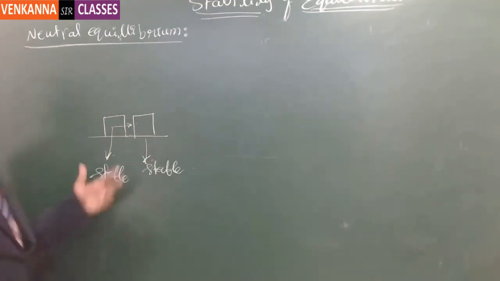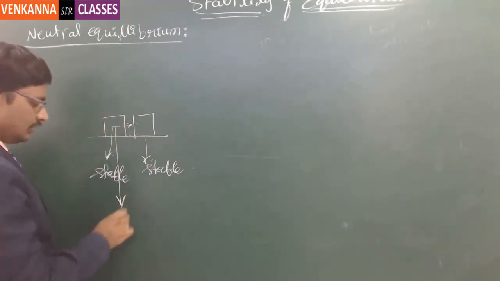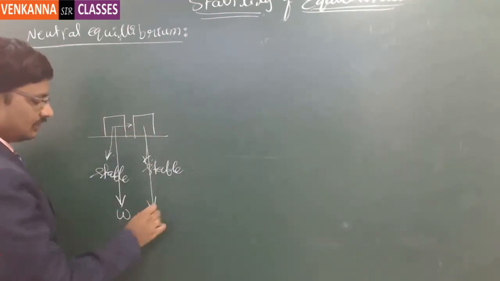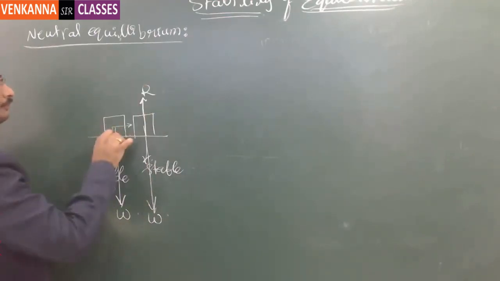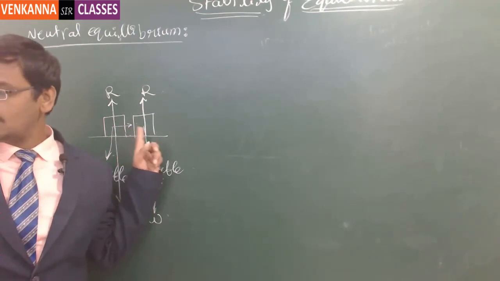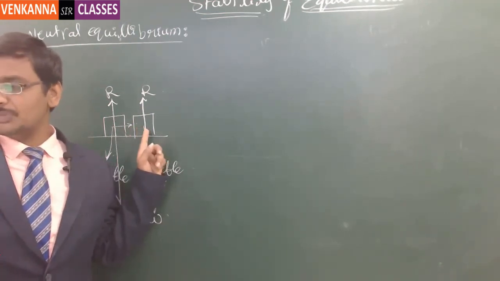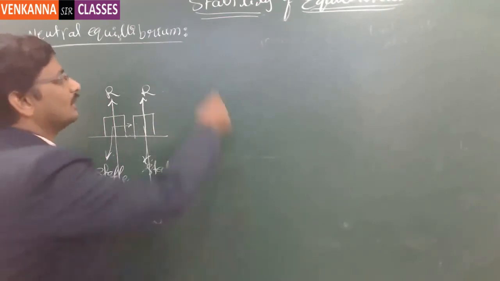In both the cases it is under the equilibrium condition, because the weight always acts downwards like this, and even here the weight acts downwards, and the normal reaction is upwards. So here both forces are getting balanced out, and here also the forces are getting balanced out. Even though you have given a little displacement, it is not coming back and it is not moving further. Hence this is called the neutral equilibrium.